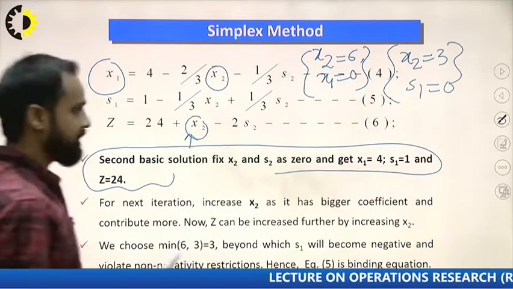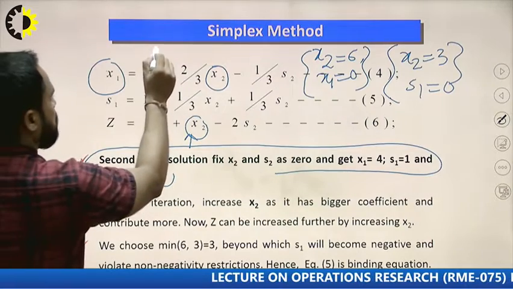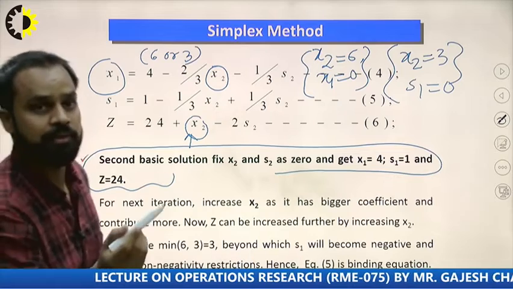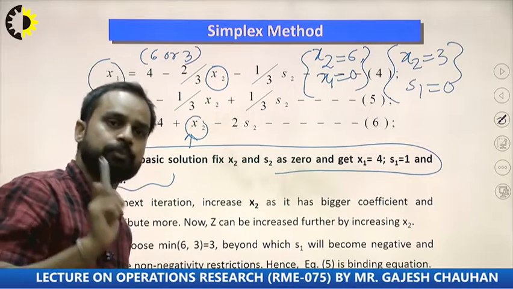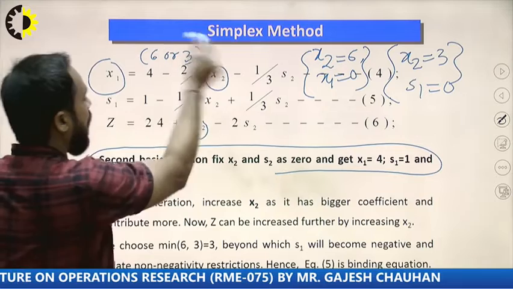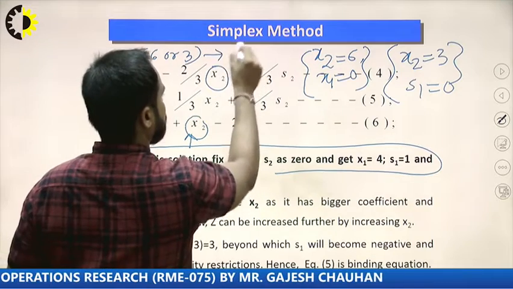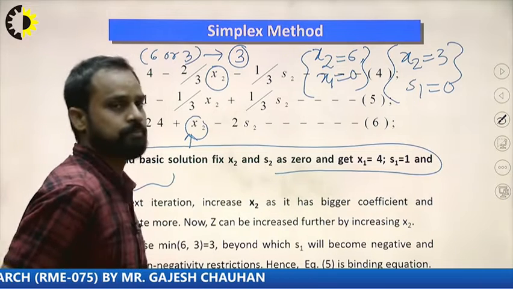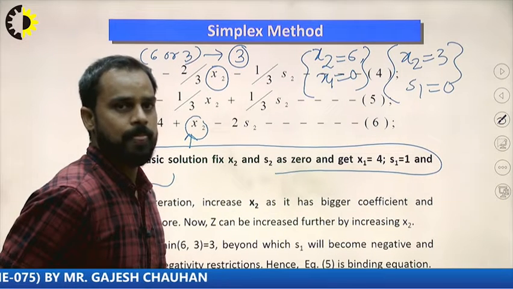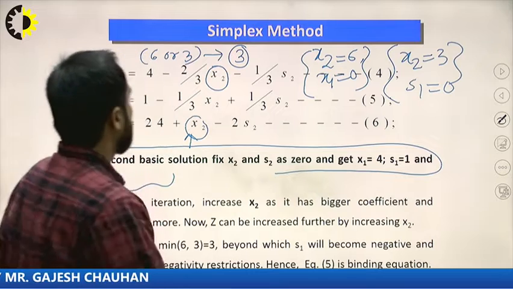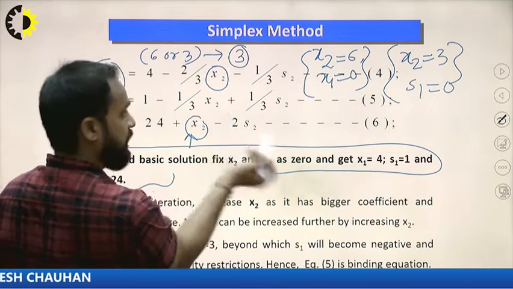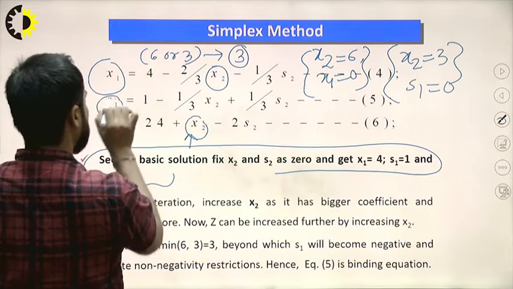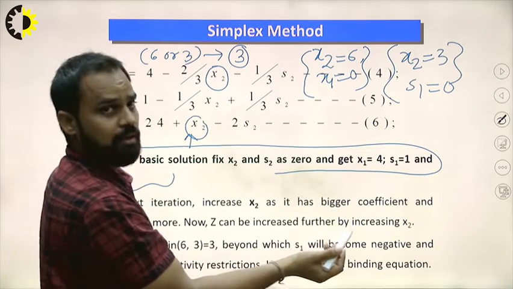Now I have a choice between 6 and 3, and we have to choose. In the last iteration I have already mentioned, we have to choose the minimum value. Out of the two, the minimum is 3. Right? So we have to choose 3. When we choose the value 3, this s1 becomes 0, and when s1 becomes 0, it becomes a non-basic variable.